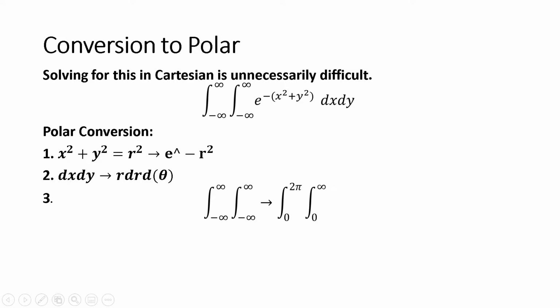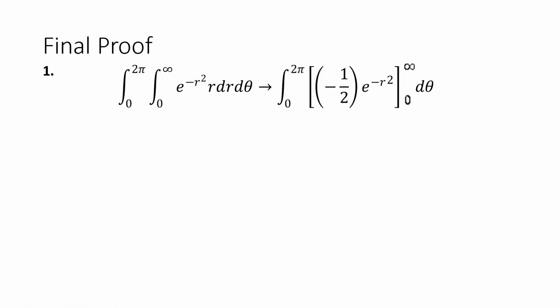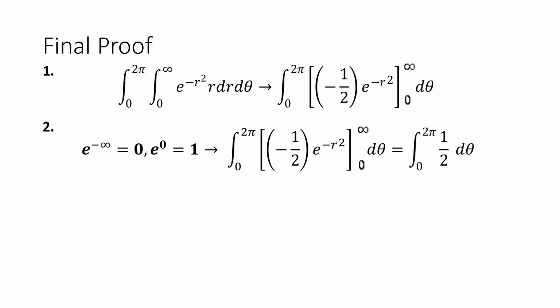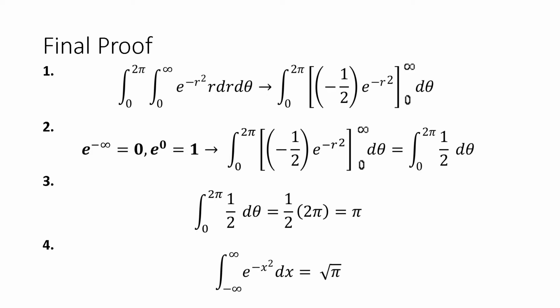Finally, for the limits, we can see that in Cartesian, the limits represent all the values of x and y. So similarly in polar, we'd like the limit to reflect the entire plane again. So for our limit, we're left with 0 to 2 pi and 0 to infinity. Integrating the inner integral, we get minus 1/2 times e to the minus r squared, between the bounds of 0 and infinity. Expanding this, e to the minus infinity becomes 0, and e to the 0 is obviously 1. So this leaves us with minus half, which then becomes a half. Half theta from 0 to 2 pi becomes half times 2 pi, which leaves us with pi. Finally, applying the root, we finalize the proof to give us the Gaussian integral.